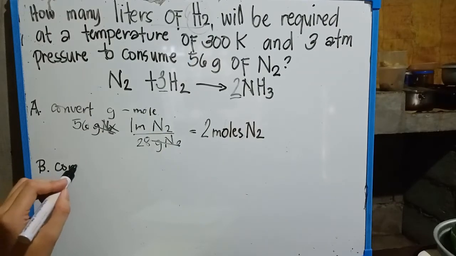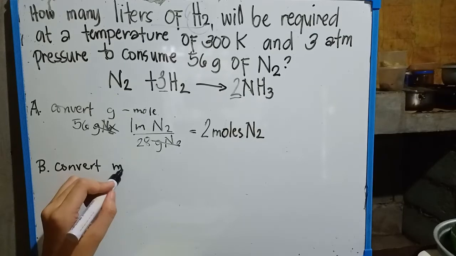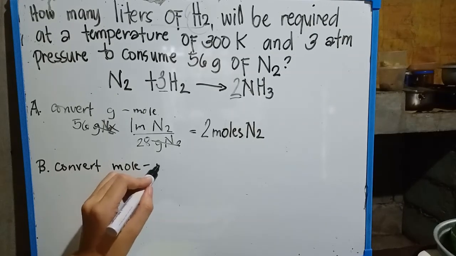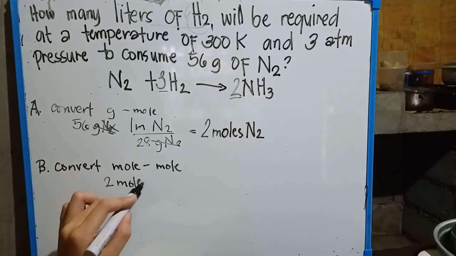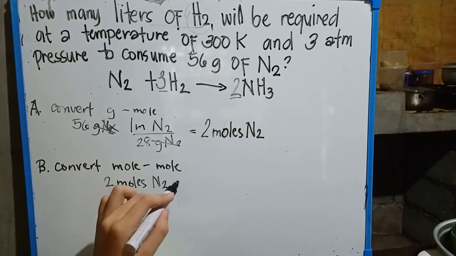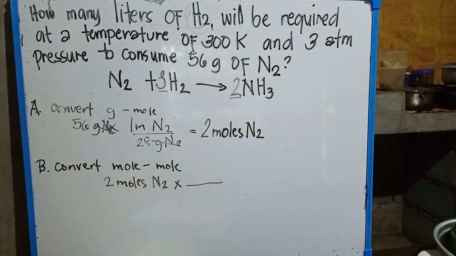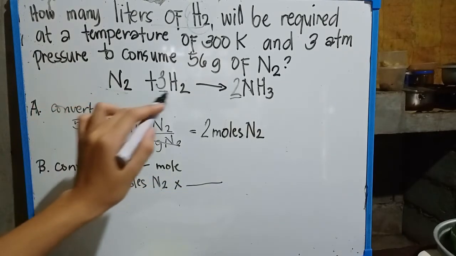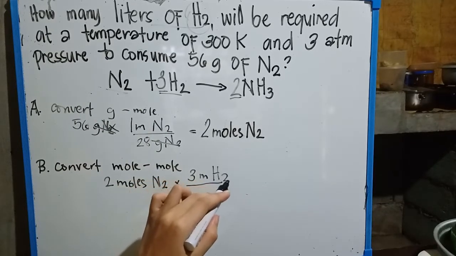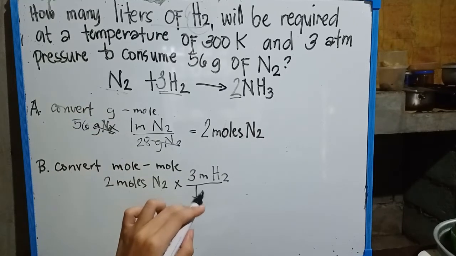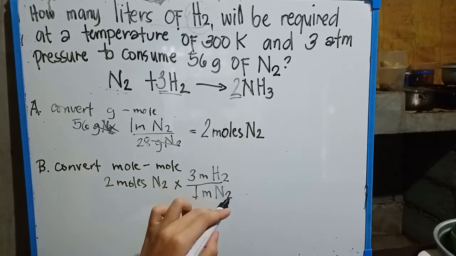So convert mole to mole. Since we have our mole of nitrogen gas, we can now proceed to get the mole of our hydrogen gas. So 2 mole of nitrogen gas multiply by 3 mole of hydrogen gas over 1 mole of nitrogen gas.